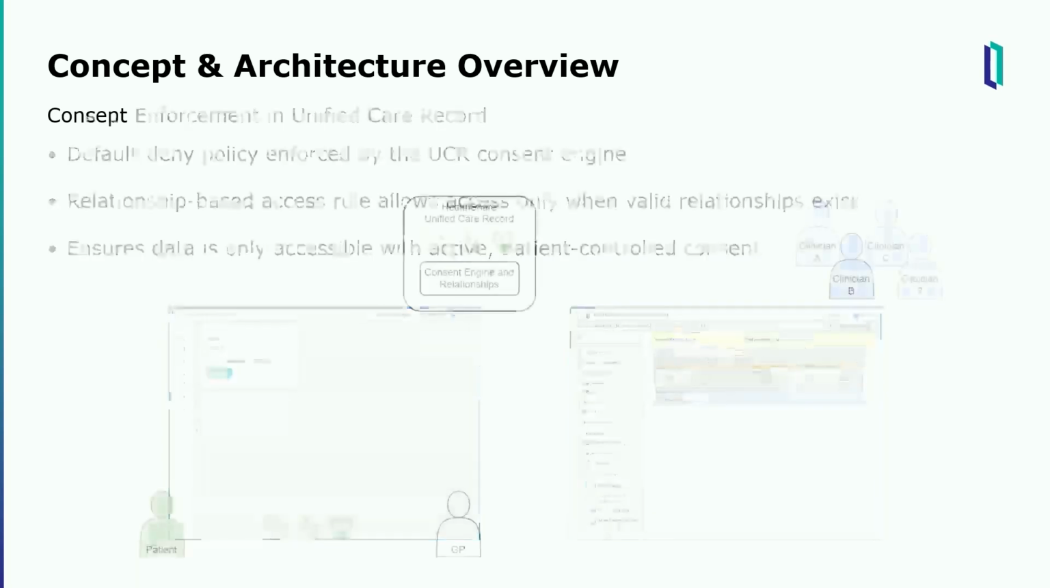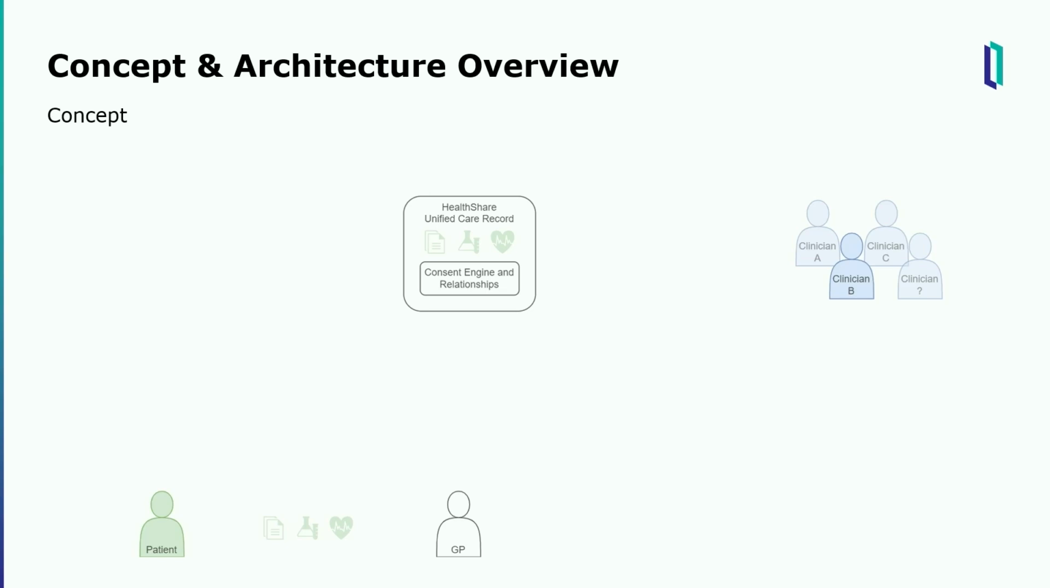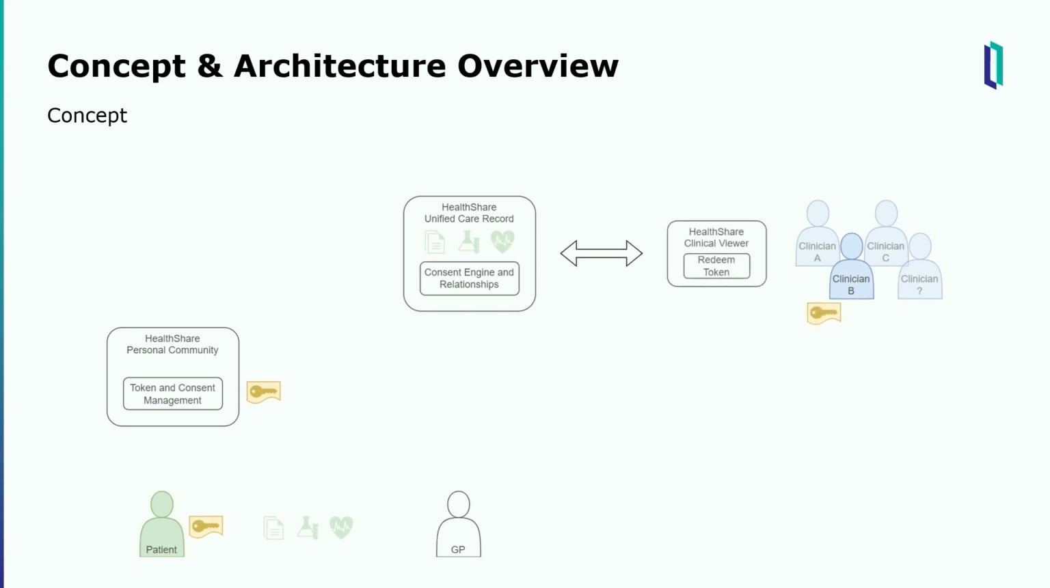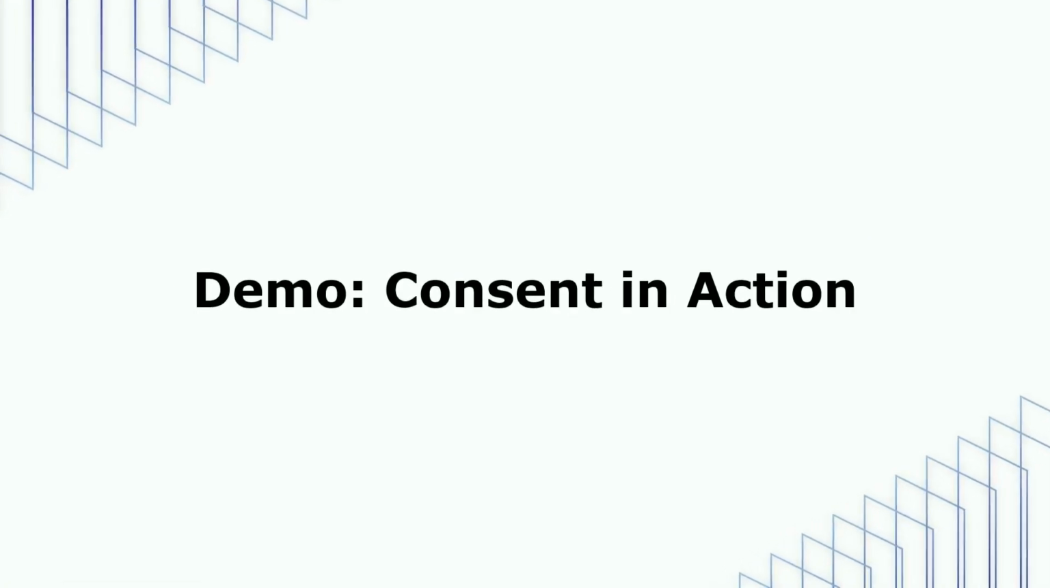So we had the starting point where we have the data stored centrally and a unified care record which brings us a consent engine and these relationships. And now we want to grant access to this clinician. And we can do this by creating a token in the personal community and using this token to hand it over to our chosen clinician, who then can redeem it and get access to the clinical data. And I would like to show you this in a short demonstration right now.